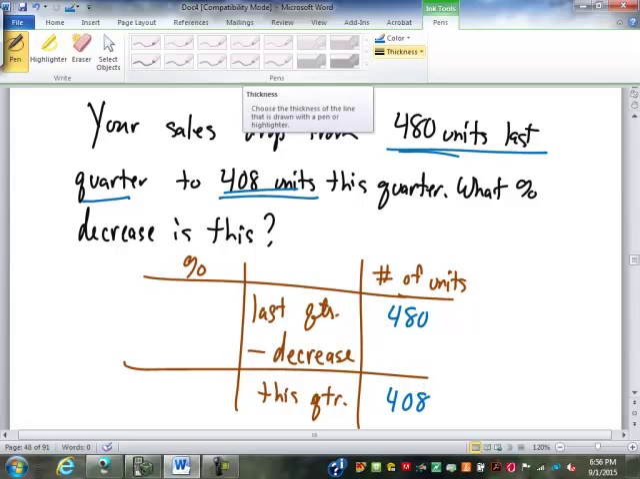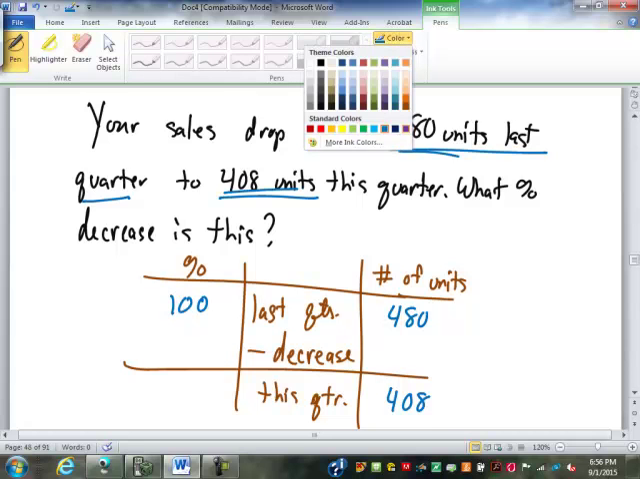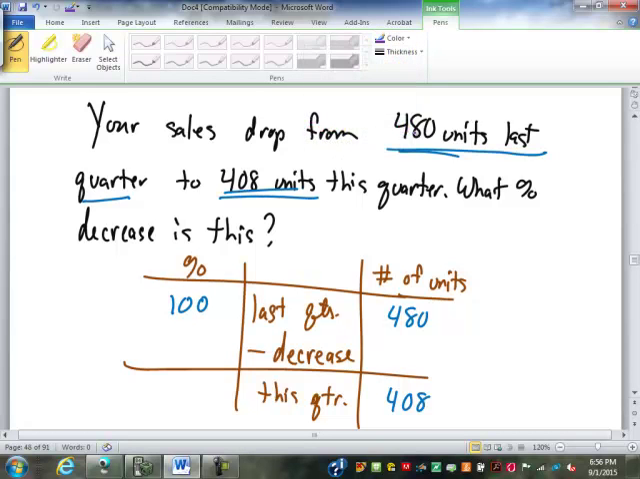On the other side, on the percent side, do we have any information? Well, we know 100. We always have the 100 as the starting amount. So we'll put that in. What are we looking for here? The percent decrease right here. Now on the other side, to find that, we need to know this number, which we're going to find by subtracting. 480 minus 408 is 72.